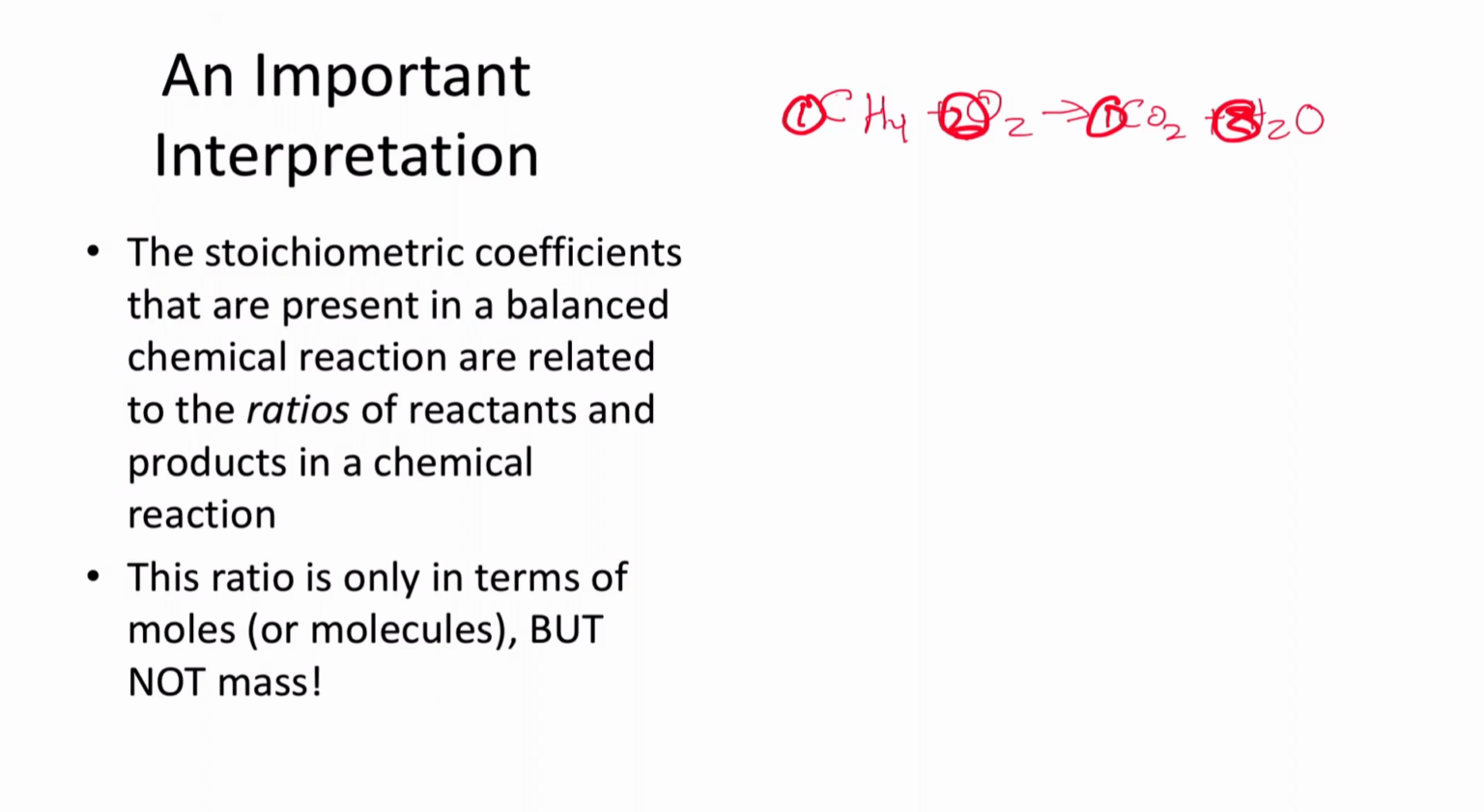But what I cannot say, bad, don't do this, is in terms of grams or masses, right? It's incorrect to say 1 gram of methane and 2 grams of oxygen combined to give me 1 gram of carbon dioxide and 2 grams of water. Okay, these coefficients are giving me ratios in terms of moles or molecules, but not masses.